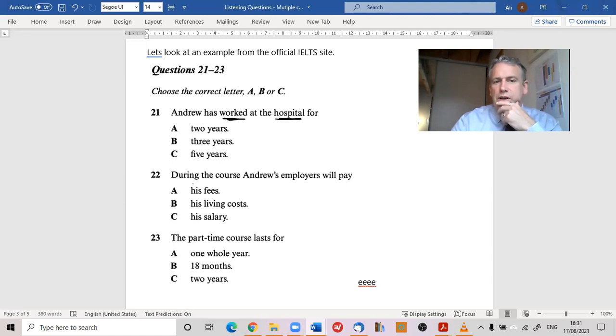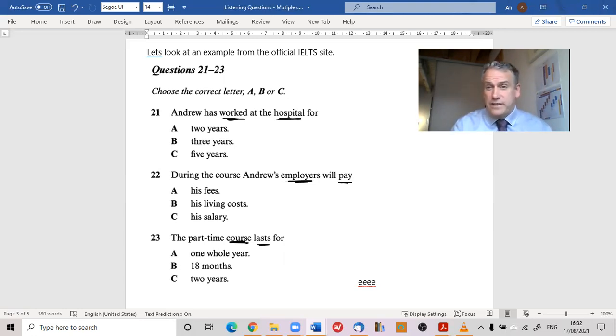Next question. During the course, Andrew's employers will pay. Keywords here. Employers will be one of the keywords, and pay. Okay. What about 23? What do we think the keywords might be there? So hopefully you'll have said course and lasts. Okay, so now we know our keywords.